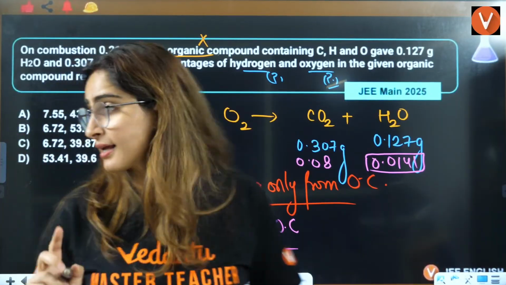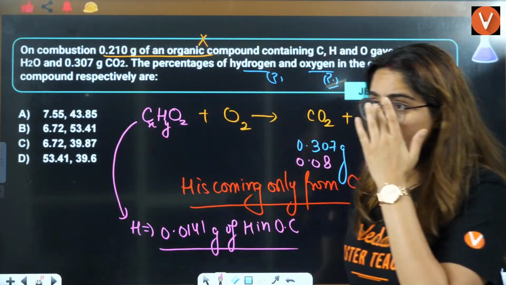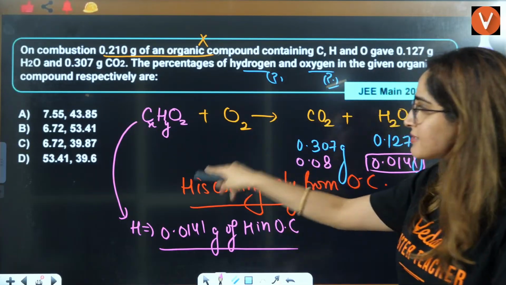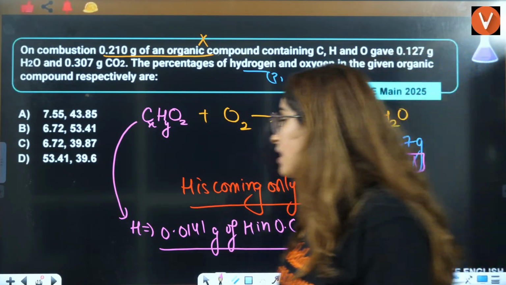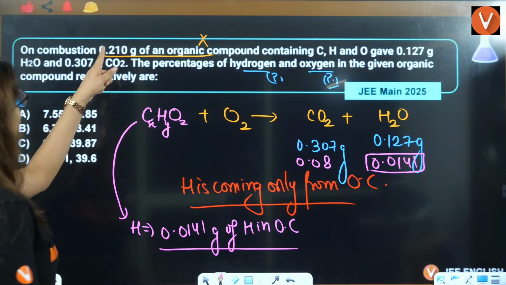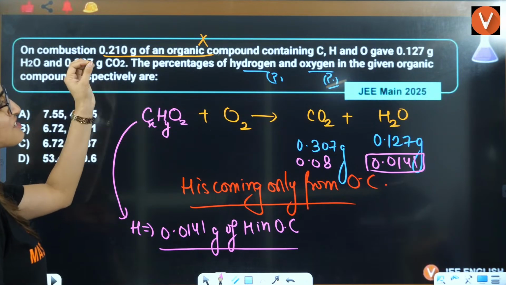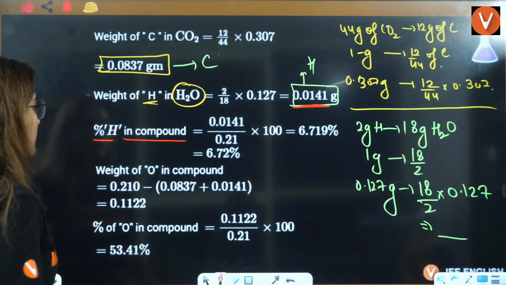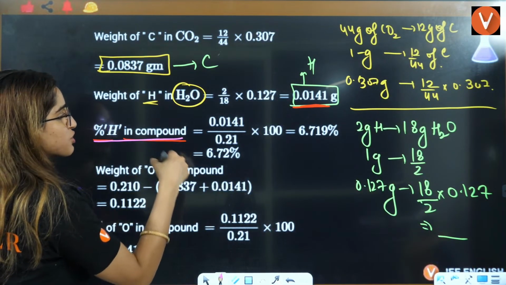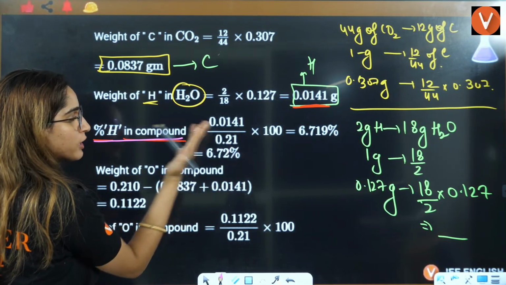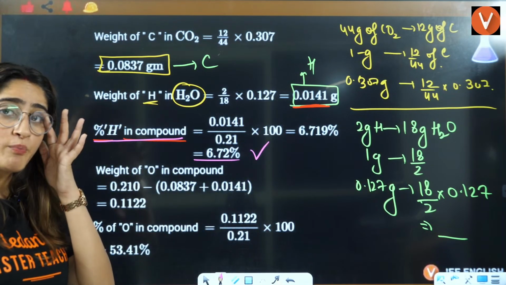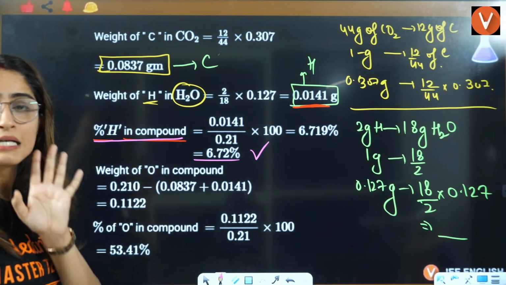Tell me if this thing is clear to everybody or not, right? So why is the hydrogen that you have calculated here the same as this one, right? So we know that the total organic compound is this. The percentage of hydrogen you can easily calculate from here. So the percentage of hydrogen in the compound is this hydrogen divided by the total organic compound multiplied by 100. That will be the percentage of hydrogen, right?